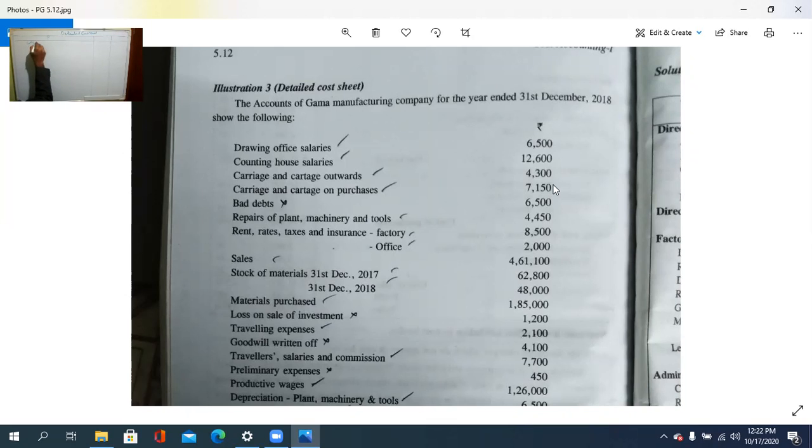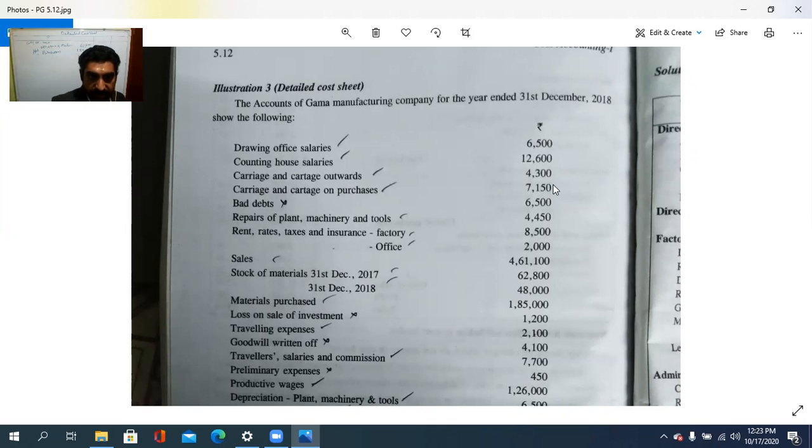Firstly, cost of materials used or consumed. For that, what is there? Opening stock of materials. How much is it? 62,800. Add purchases. How much is the purchase? Material purchase is 1,85,000. So 2,47,800, and then add what is there?